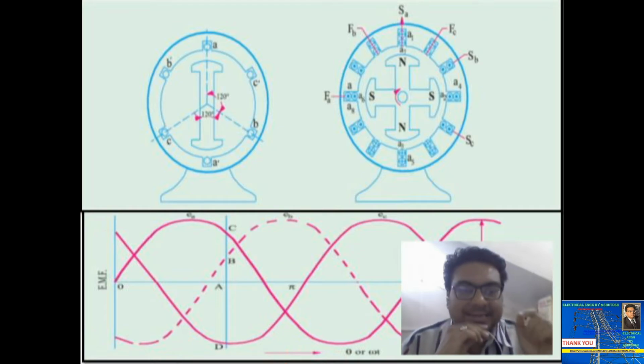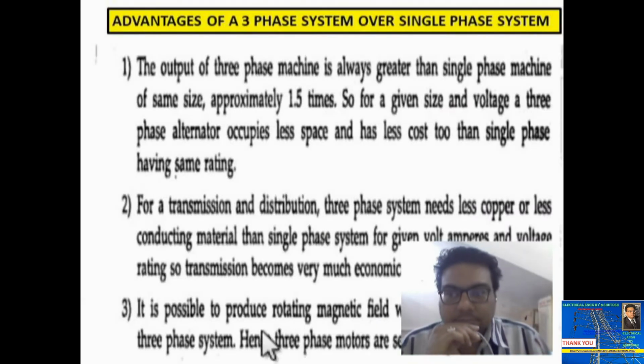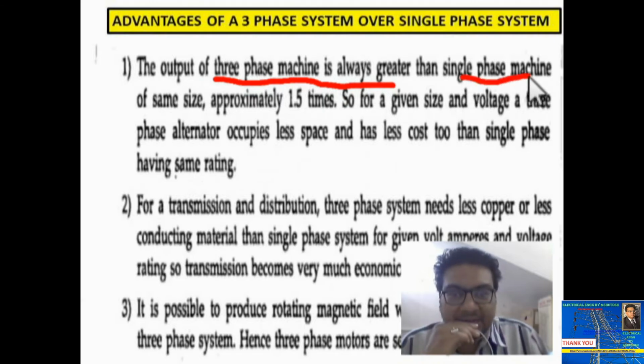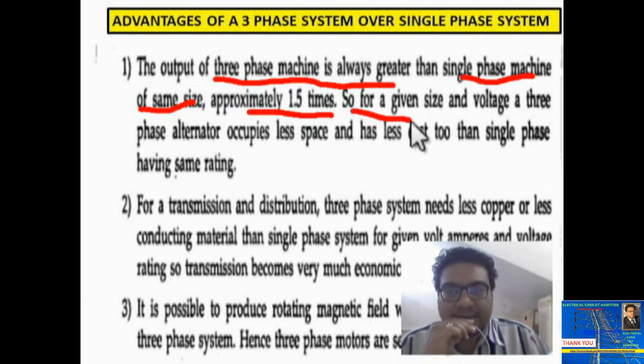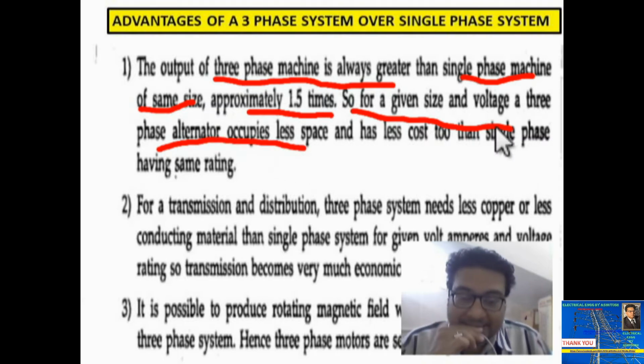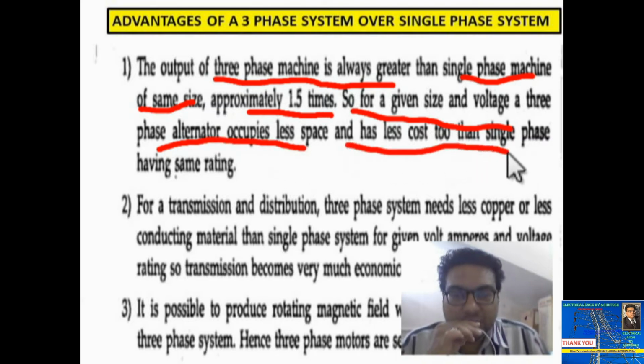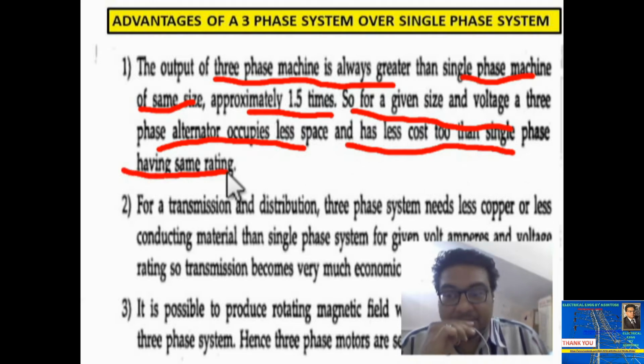So let's study the advantages. What are the different advantages of the three-phase system? So here you can see the output of a three-phase machine is always greater than that of a single-phase machine of the same size, approximately 1.5 times. First advantage, for a given size and voltage, a three-phase alternator occupies less space and has less cost than a single-phase system of the same rating.